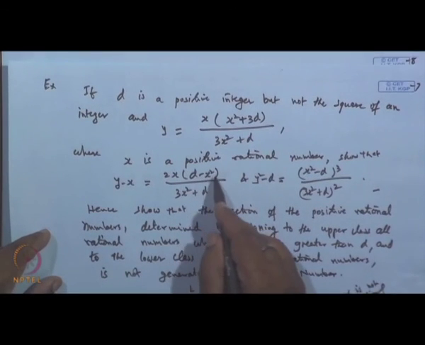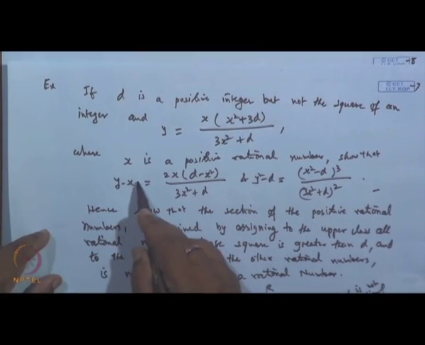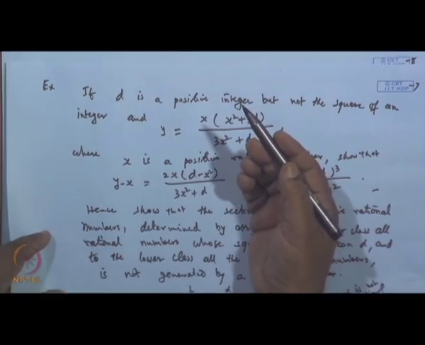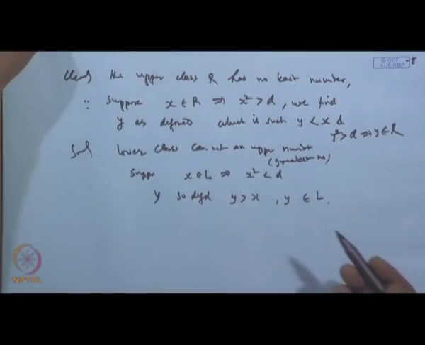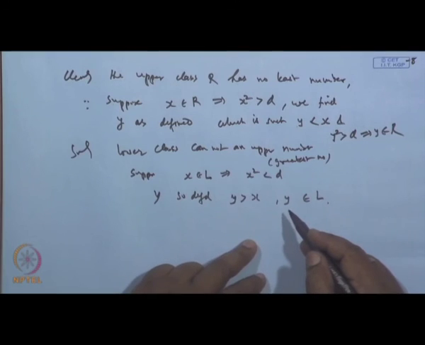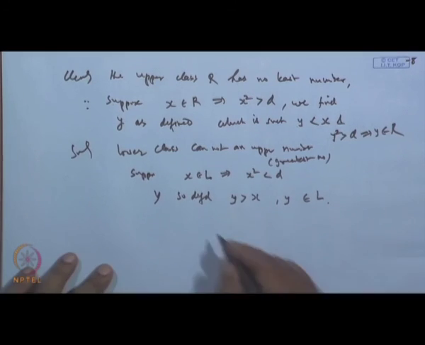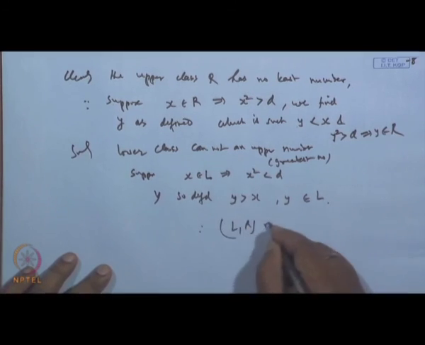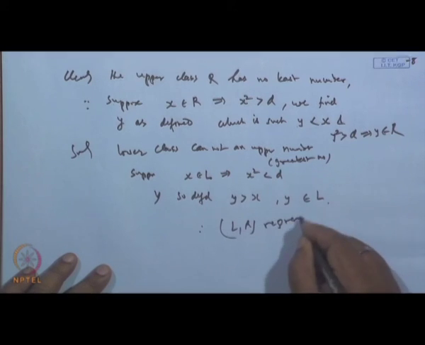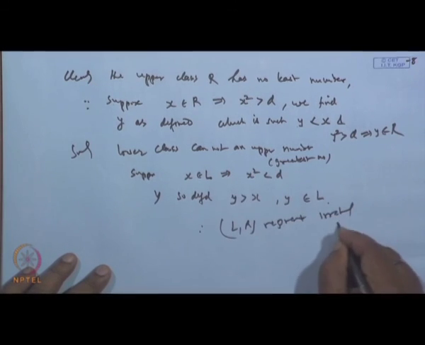If x square is less than d, then this is positive, which means y minus x is greater than 0. So y must be greater than x. It means y is another point in the lower class. So, a contradiction. Therefore, the section LR represents an irrational number. That is all.